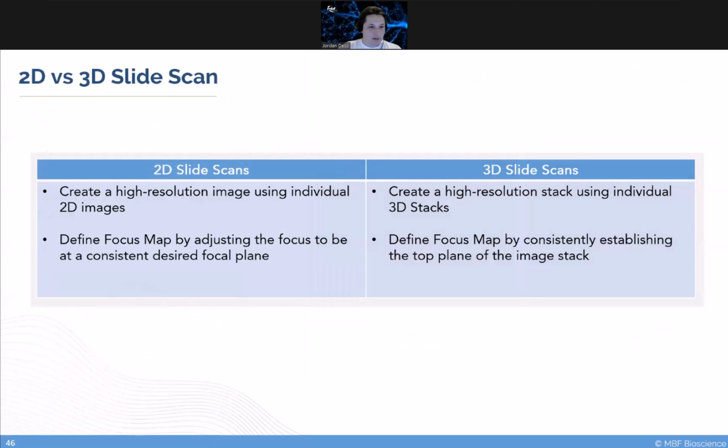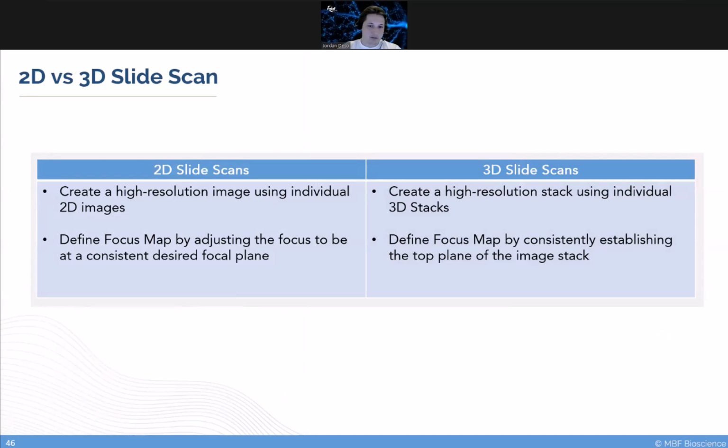And before moving on to the demos, let's highlight some key differences between taking a two-dimensional and three-dimensional slide scan. To start, a 2D slide scan can create a 2D high-resolution image at a single plane of the sample. And to do this effectively, users need to consistently define a uniform focal plane and prevent creating a final image with varying focal levels in the sample.